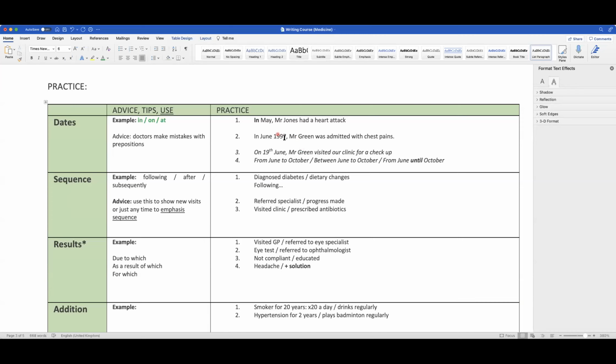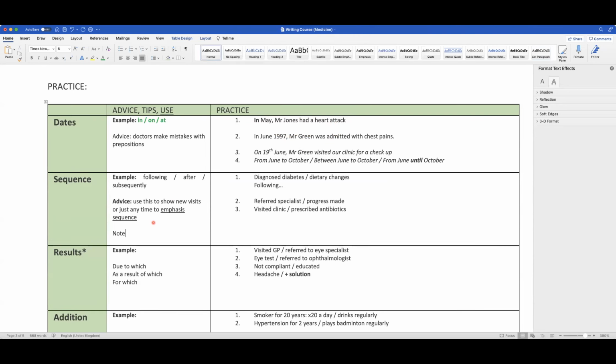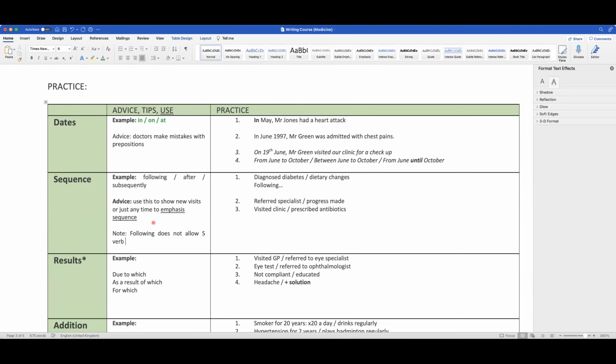So the problem with following, Furkan, is you cannot use subject, verb, object. That's the key thing, guys, with following. So I'll put this here. Note: following does not allow subject, verb, after. Let me give you an example.